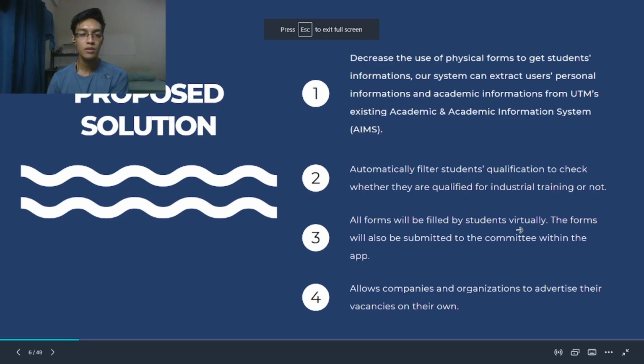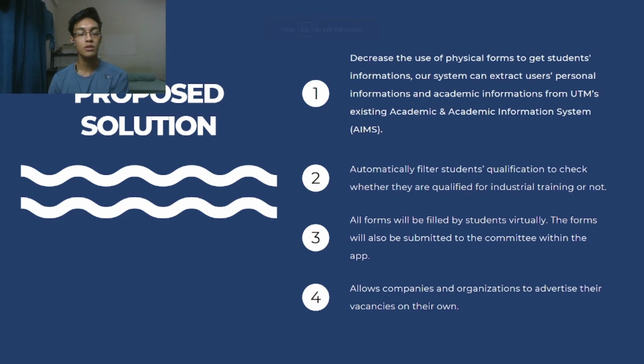Hi, my name is Muhammad Izzat and I will be explaining the proposed solution. The first proposed solution is to decrease the use of physical forms to get students' information. Our system can extract users' personal information and academic information from the existing UTM AIMS website.